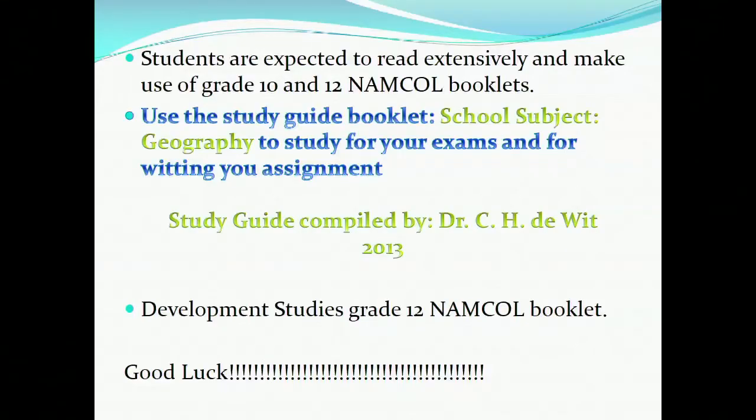The NANCOL one that I put there, I would like you to use when you come to the part on the Human Development Index. And please make sure that you know how to define the different types of terminology that you will find there, because most of the time 50% of your paper is covered by recall assessment questions and answers. So anyway, good luck with your study and good luck with doing your assignment.